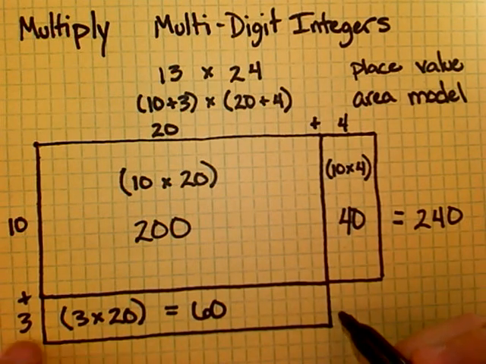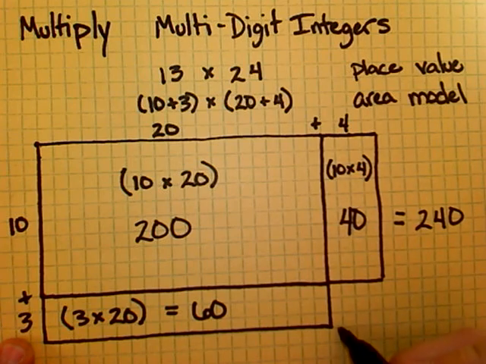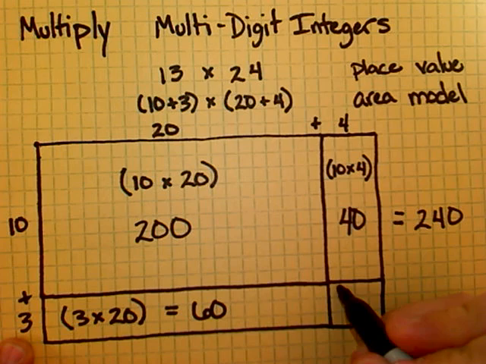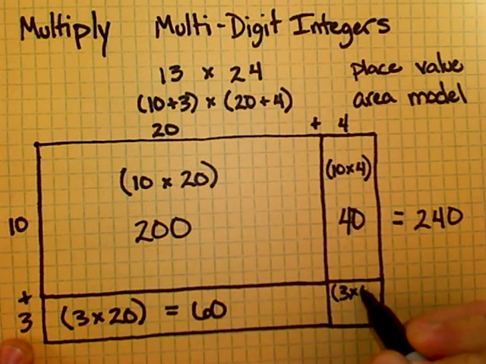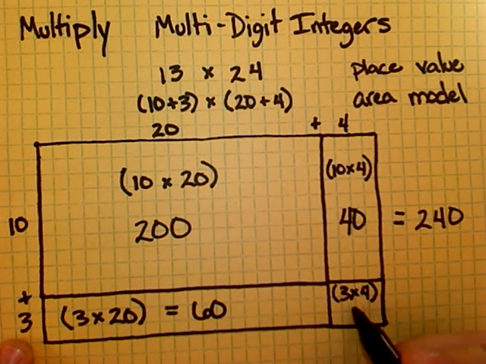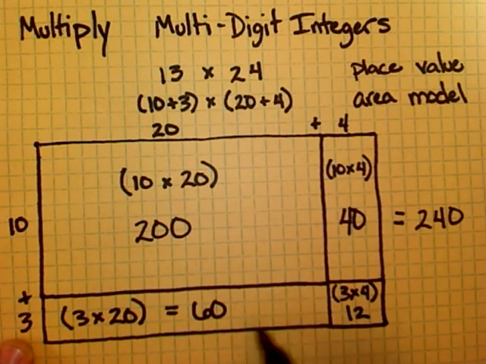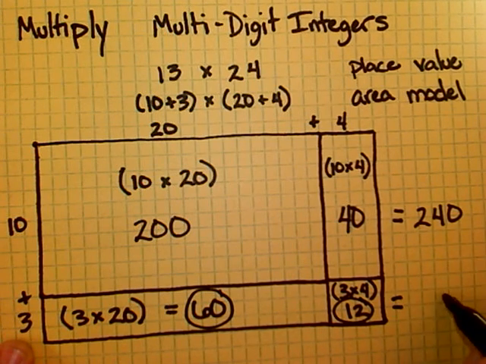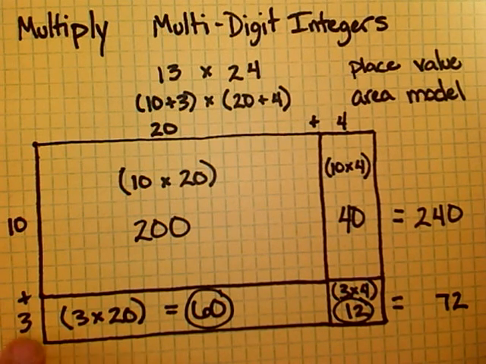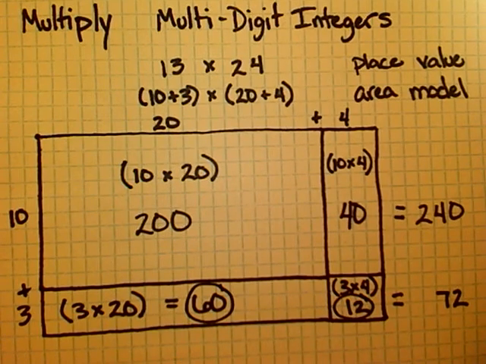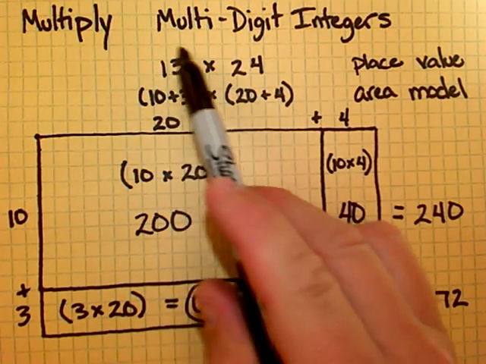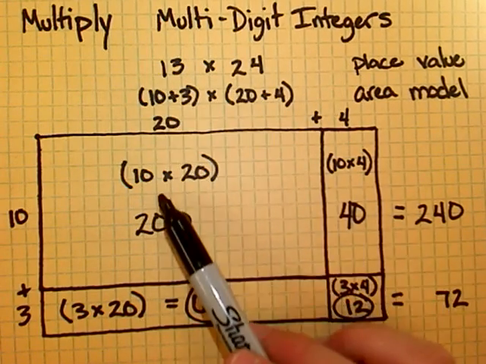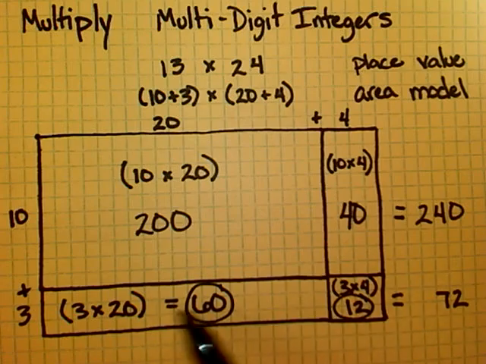Okay, that leaves one more spot, the 3 and the 4. So I go over 4, down 3. That is 3 times 4. Well, I know that 3 times 4 is 12. If I add my 60 and my 12, I get 72. Okay? So I've multiplied all of my digits for 13 by all of my digits for 24. I know that because I have my entire box filled in.